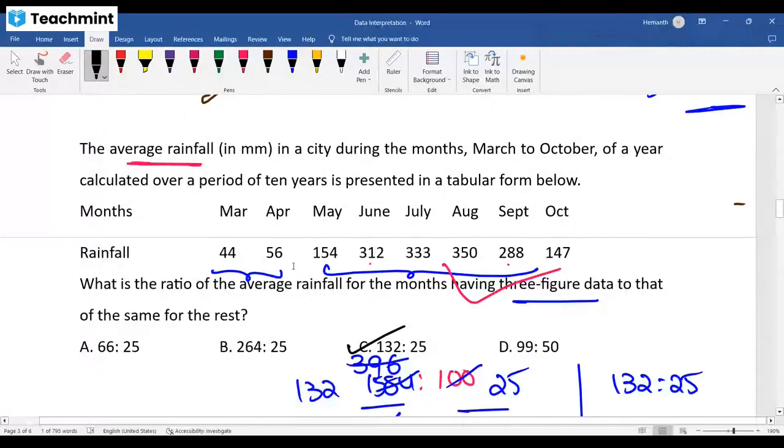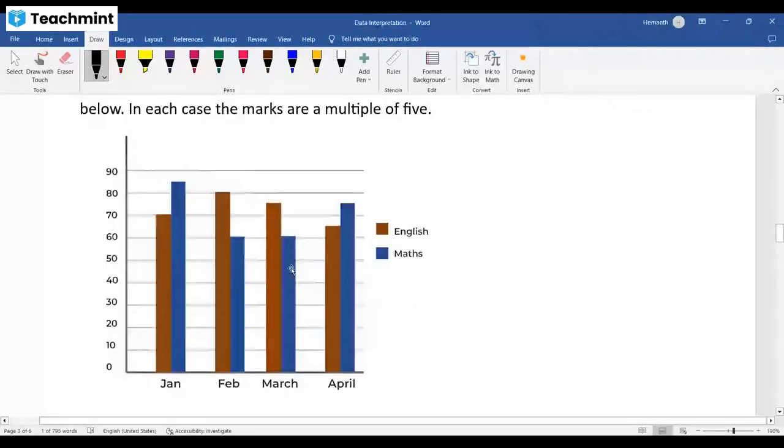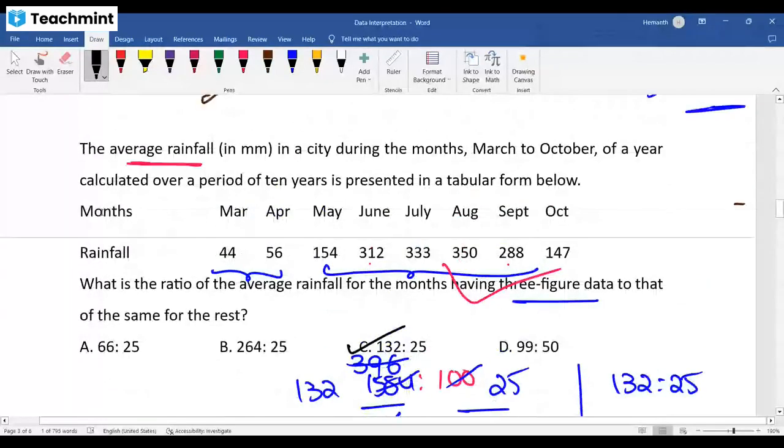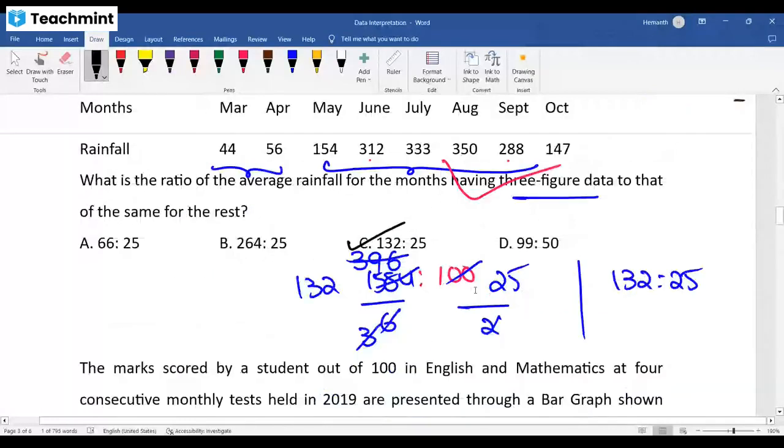Next one, like this, they'll give a bar graph also. So far, most of the questions we solved are related to tables. They give a table. We kept it in this way, but this is a table: 2 rows and 8 columns like that. We have a table.